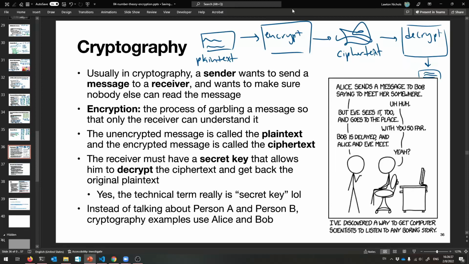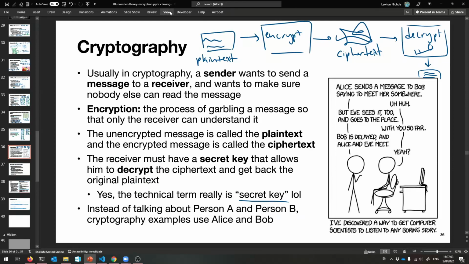The receiver, in our case, for the algorithm I'm about to describe to you, the receiver must have a secret key, we say. So the receiver has a key that can unlock this ciphertext and actually get the answer out. Okay? They can get the plain text out of the ciphertext, thereby decrypting that message. Okay? And yes, all these terms are really the technical terms. So secret key is in the literature.